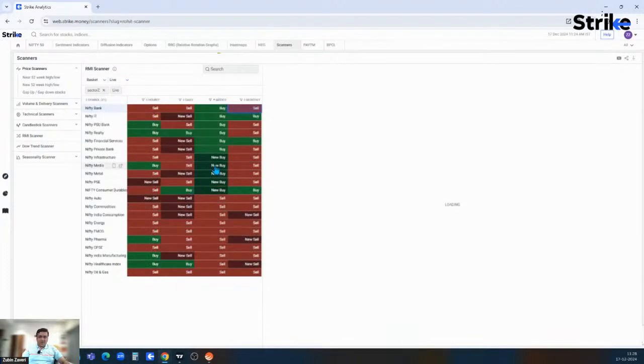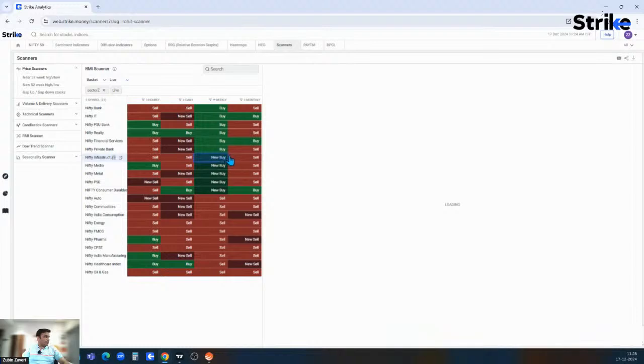So over here you are asking that on the weekly there are buys or new buys, but on the daily there are sells. So let's take infrastructure. On the infrastructure weekly chart, we have given a new buy. RMI has given a new buy over here. Okay, so let me just pull up a chart over here. Just a minute.